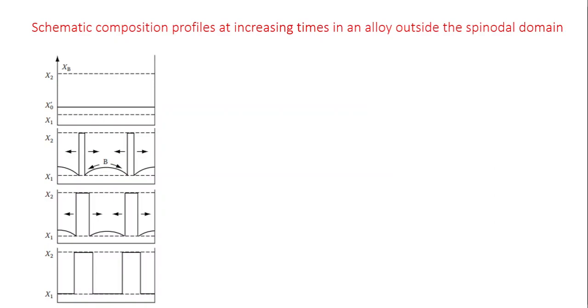Schematic composition profiles at increasing times in an alloy that is outside the spinodal domain. Here x1 and x2 are the compositions of the product phases, and x0 prime is the average composition of the alpha phase, and the composition is considered uniform throughout.